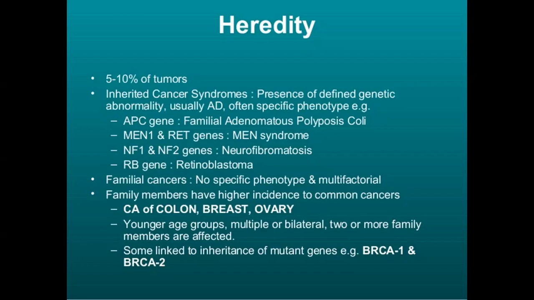Family members have a higher incidence of common cancers. These are carcinomas of the colon, breast, and ovary. They occur in younger age groups, are multiple or bilateral, two or more family members are affected, and some are linked to the inheritance of mutant genes like BRCA1 and BRCA2.